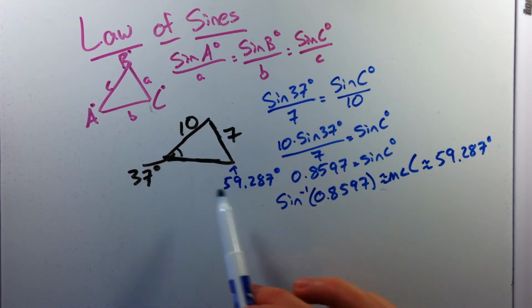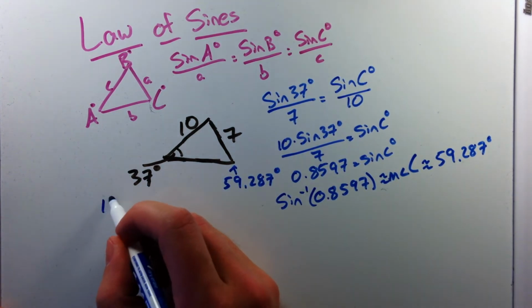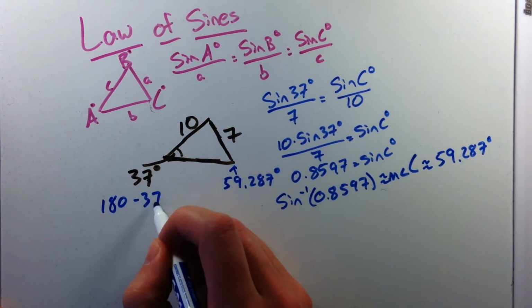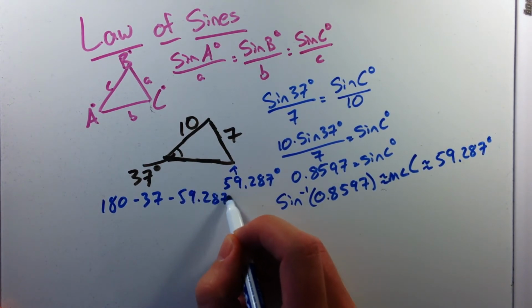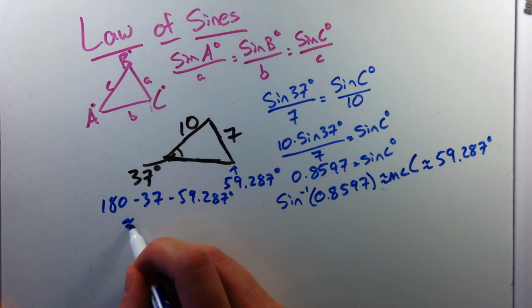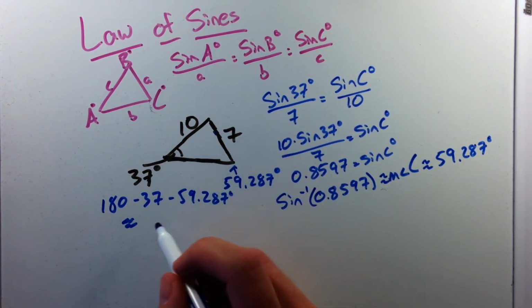All right. Well, now that we have two angle measurements, we can find the third angle measurement, because in every single triangle the sum of the interior angles adds up to 180 degrees. And so if we take 180 minus 37 minus 59.287, we will come out with something that's approximate here. It's approximate because we're already rounding this answer.